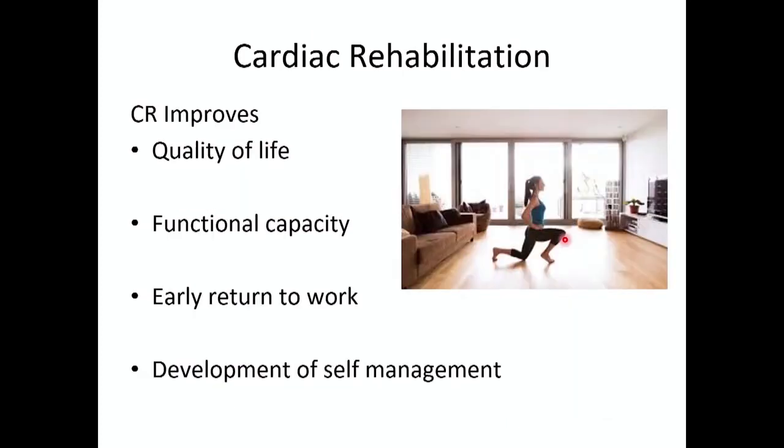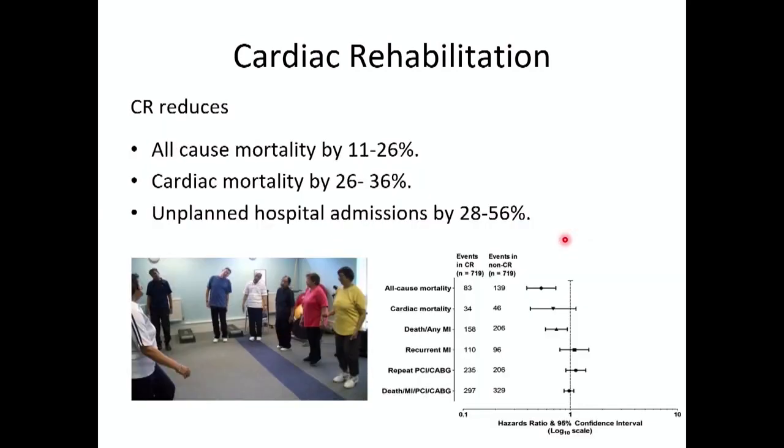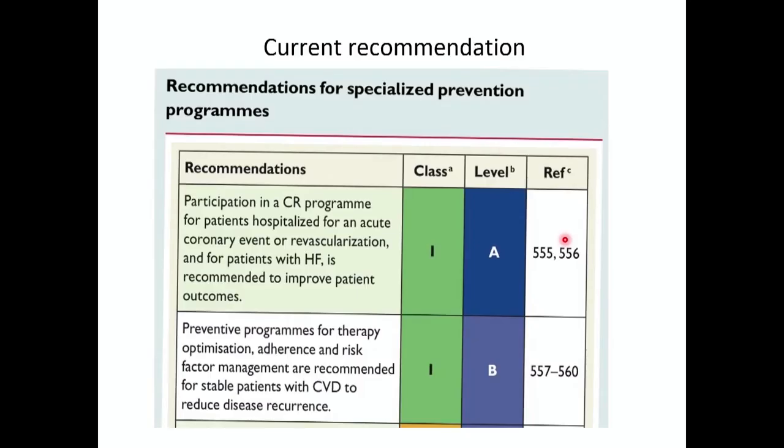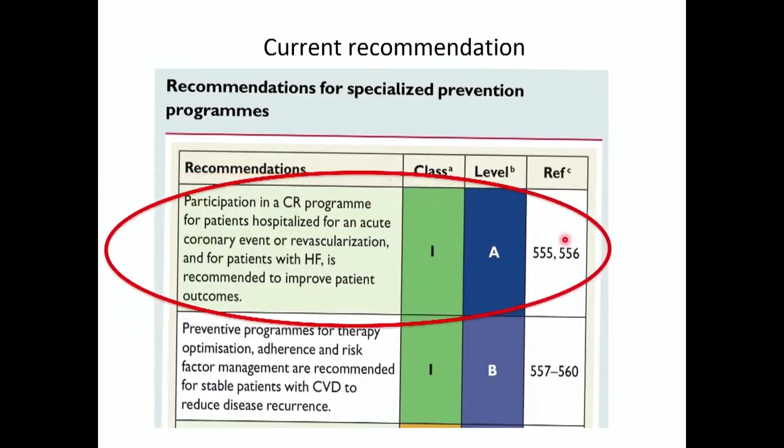And then cardiac rehabilitation. Unfortunately, this is not much practiced in the private sector, but thanks to our cardiologists, we practice it in most government hospitals, and it reduces all-cause mortality by 11 to 26%, cardiac mortality by 26 to 36%, and unplanned hospital admission by 28 to 6%. You can understand how beneficial cardiac rehabilitation is for this patient. In the guideline, a cardiac rehabilitation program for patients hospitalized for an acute coronary event or revascularization is a class 1A indication. So all these patients should undergo cardiac rehabilitation.